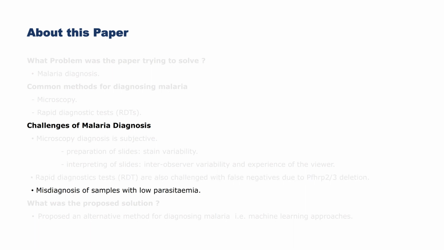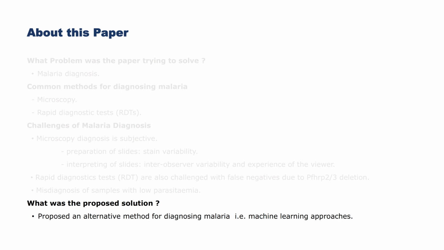There is also the issue of misdiagnosis that occurs as a result of low parasitemia. Low parasitemia is a situation where we have low numbers of parasites in the blood, and therefore there's a challenge of using microscopy and RDTs to detect the parasites. There is therefore the need to develop alternative methods for diagnosing malaria, and this is where the paper comes in. So in this paper, the authors propose an alternative method for diagnosing malaria, and they used machine learning approaches.